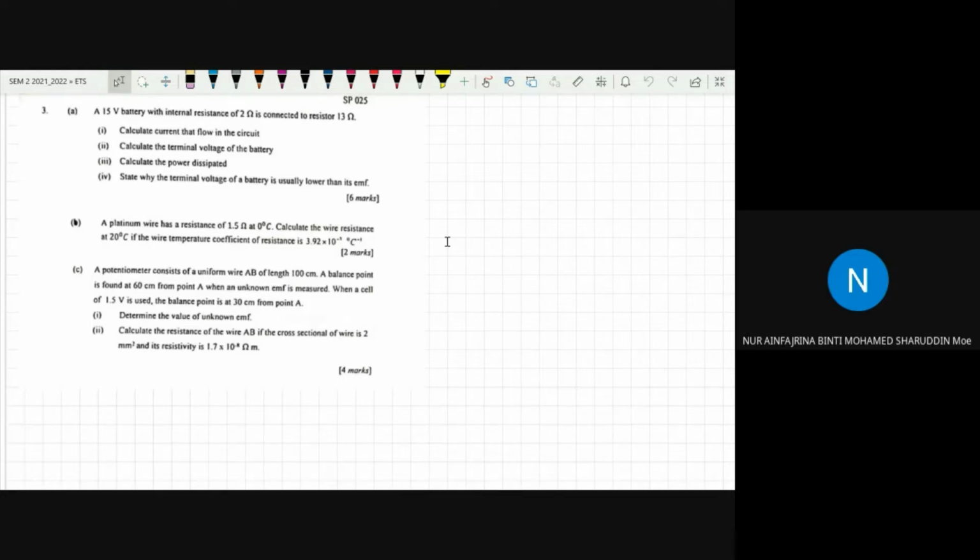Okay, try buat 3A dulu tau. Once you guys are done with 3A, tekan nombor 1 di chat box. Okay, I'm sure done very good. Okay, I'm sure you may proceed with 3B and 3C.